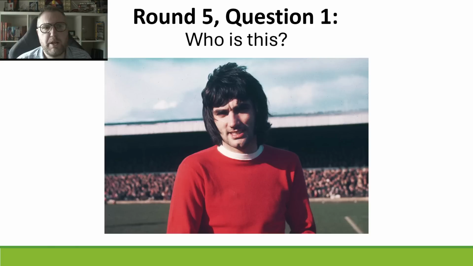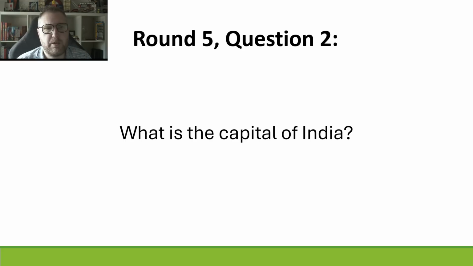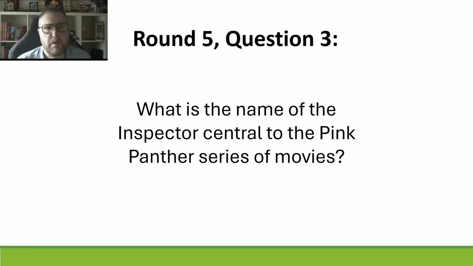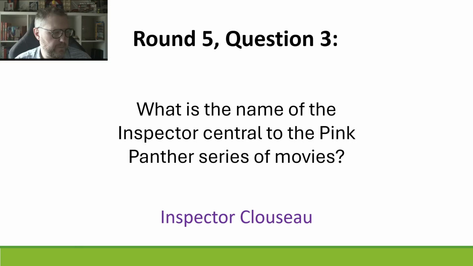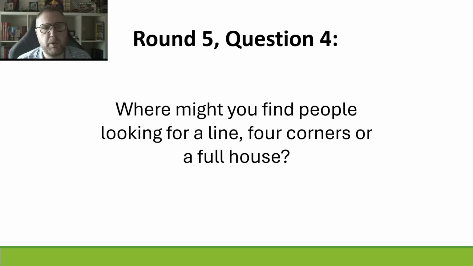General knowledge number one, that is George Best. Number two, what is the capital of India? It is New Delhi. And number three, what is the name of the inspector central to the Pink Panther series of movies? Inspector Clouseau. And number four, where might you find people looking for a line, 4 corners, or a full house? It is bingo.